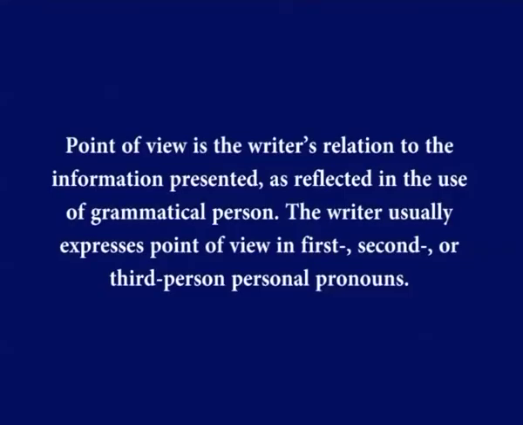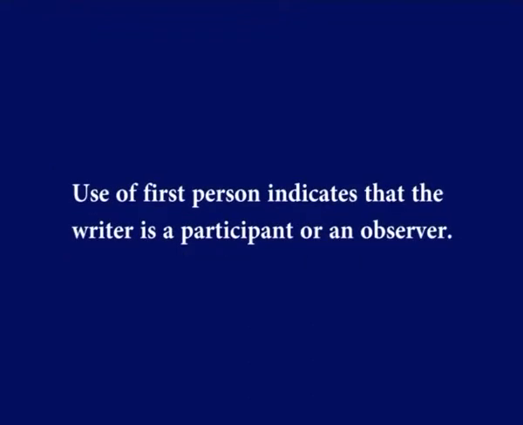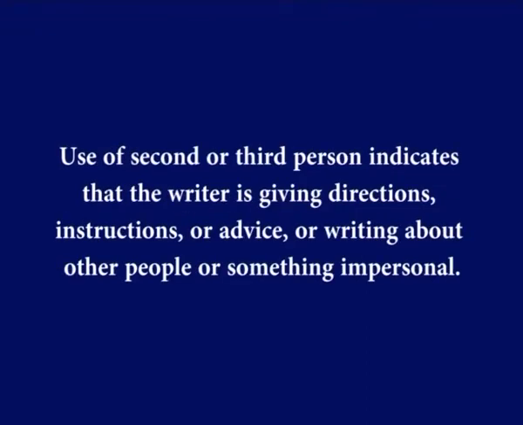Now let us talk about point of view. Point of view is the writer's relation to the information presented as reflected in the use of grammatical person. The writer usually expresses point of view in first, second or third person personal pronouns. Use of the first person indicates that the writer is a participant or an observer. Use of second or third person indicates that the writer is giving directions, instructions or advice, or writing about other people or something impersonal. I will give you some examples.